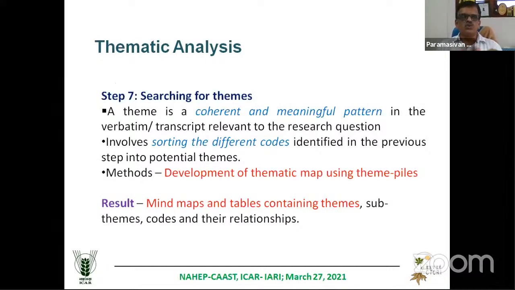And once you identify the code, whatever you underlined, from the code you give a label. From the labels, you have to put the labels together and identify the theme. A theme is a coherent and meaningful pattern in the verbatim, and it involves sorting the different codes and labels identified in the previous step, the potential themes. You have to create a thematic map using the theme piles.